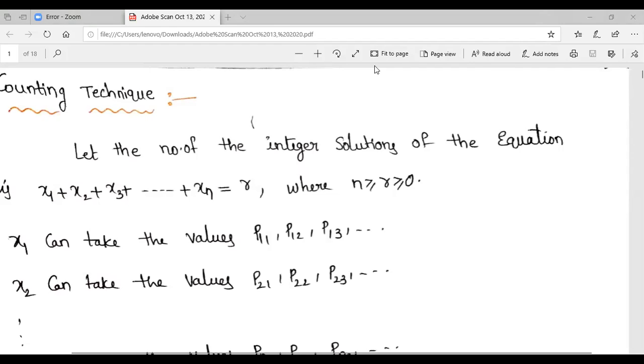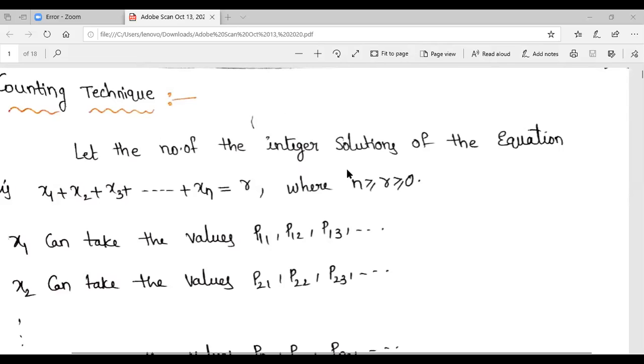So I already discussed what a generating function is, and how to find the generating functions of sequences. In today's class, we are going to discuss the counting technique. So what is the counting technique?